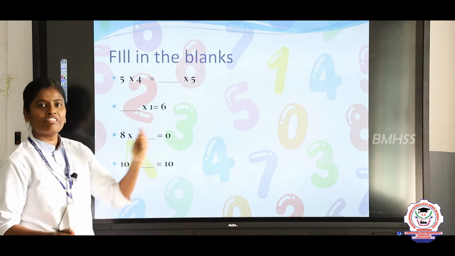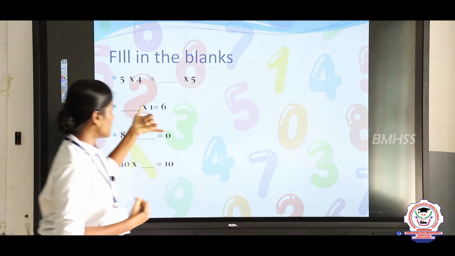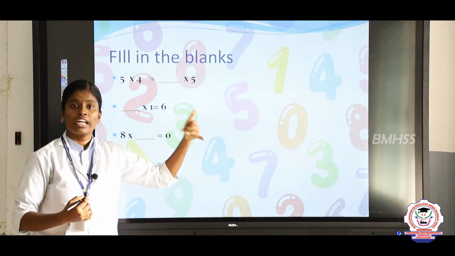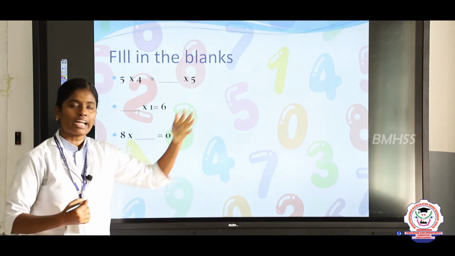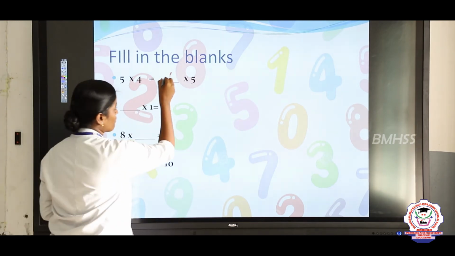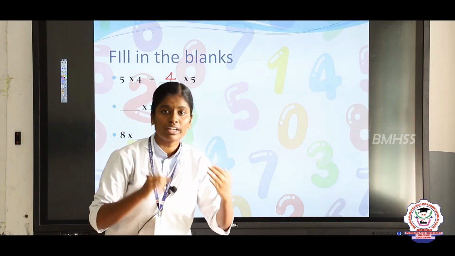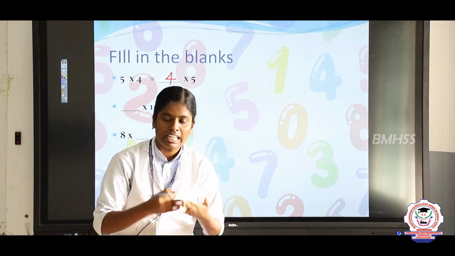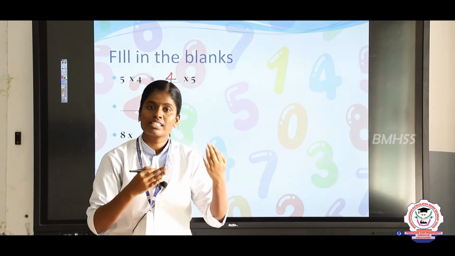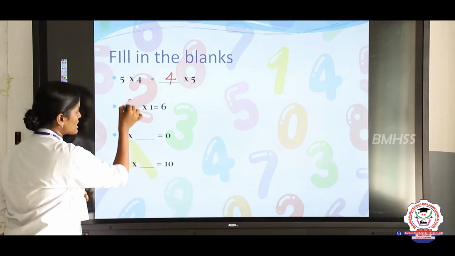Next we will see the fill in the blanks. Use the multiplication table. The first question is 5 4s are dash into 5. So simply write 4 5s are 20. Next, at what number should you multiply by 1 to get the answer 6? Yeah, that is 6 1s are 6, 6 times of 1. So write the answer 6.